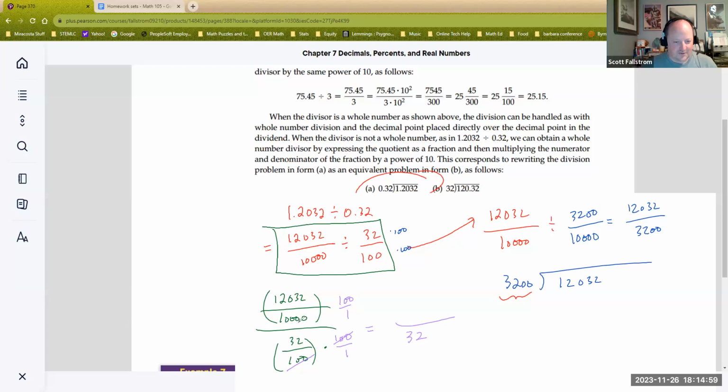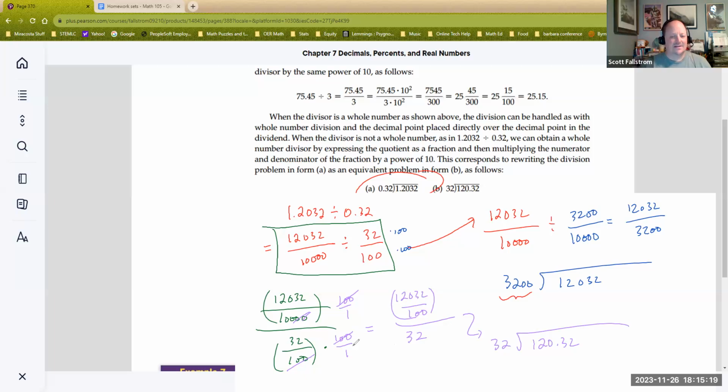So if I multiply by 100 on top, 2 zeros go out here, the 100 goes away, and that gives me 12032 over 100, 2 decimal places. So what would it look like here? It would look like 32, but dividing into 2 decimal places, 120.32. Okay.